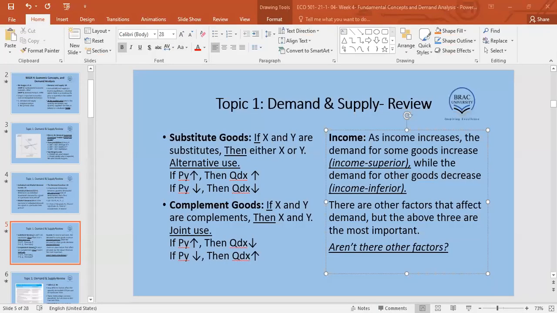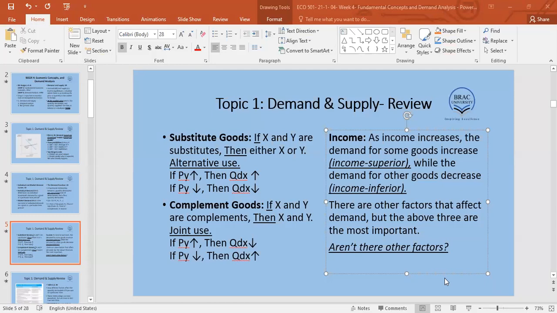Then where were we? Oh, okay. Another very important component of demand analysis is the target group's income. As income increases, demand for certain goods increases. For example, when you were a student, you couldn't afford a high-end mobile. Now, if you're working, you can afford a high-end mobile. So as your income increases, your demand for certain goods increases.